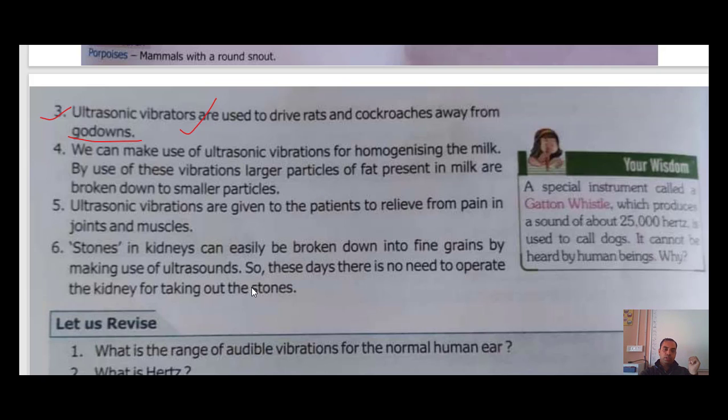Now, stones in the kidney can also be broken down into fine grains. Now, you must have heard about kidney stones and all that. So, it can also be broken down with the help of ultrasonic vibration. They break the kidney stone into small fine particles, and it can be taken out from the body. So these days there is no need to operate on the kidney for taking out the stone. Earlier, operations were needed for kidney stones. Nowadays the kidney stone can be broken by the help of ultrasonic vibration.